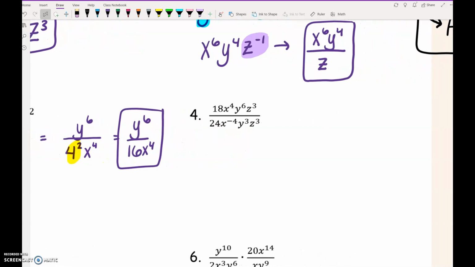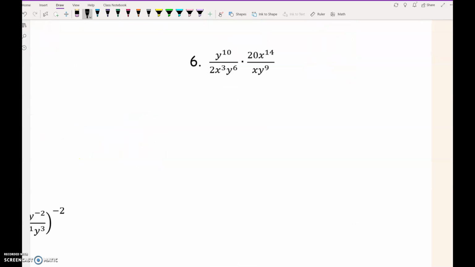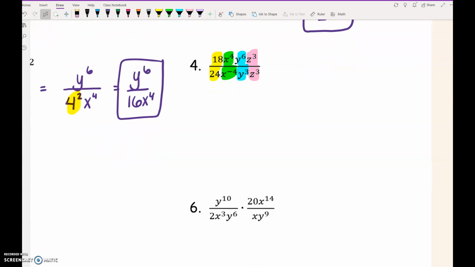Okay, number 14. The best way to look at this is to split it up vertically. You've got 18 over 24, x to the fourth over x to the negative fourth, y to the sixth over y to the third, and z to the third over z to the third. If you split this up vertically, you need to look at each piece vertically, kind of individually.